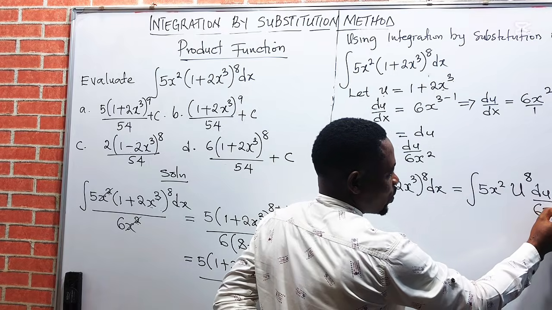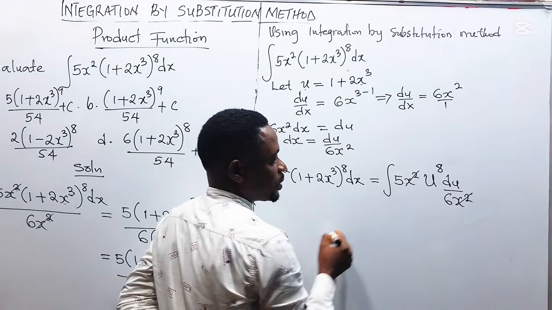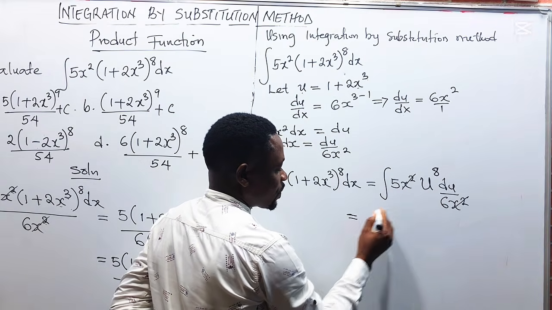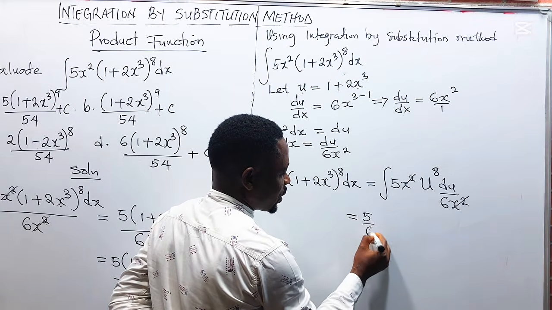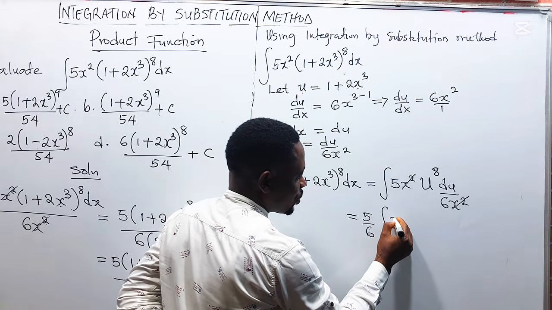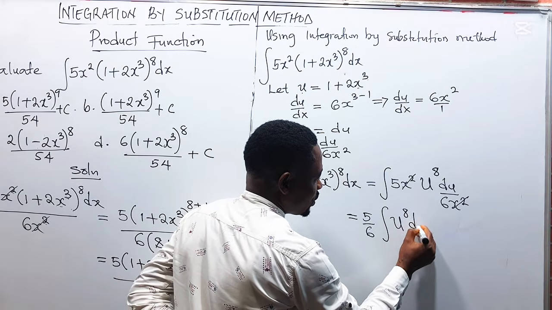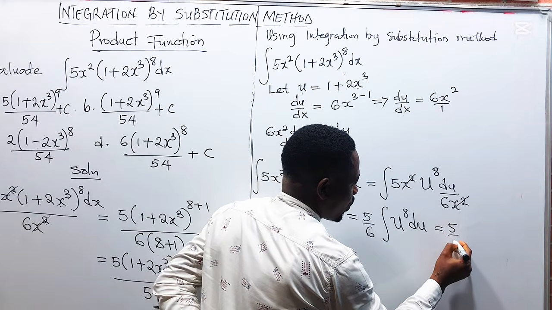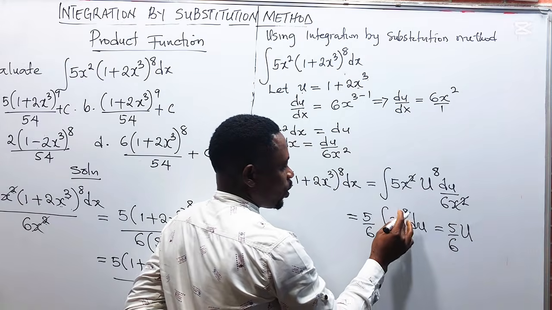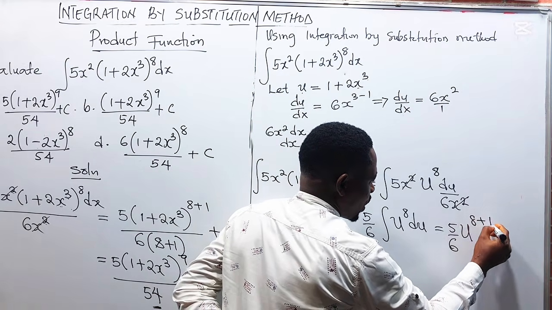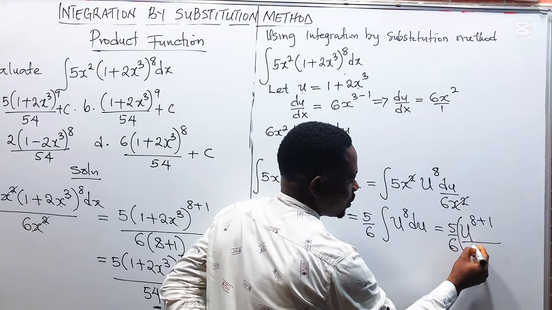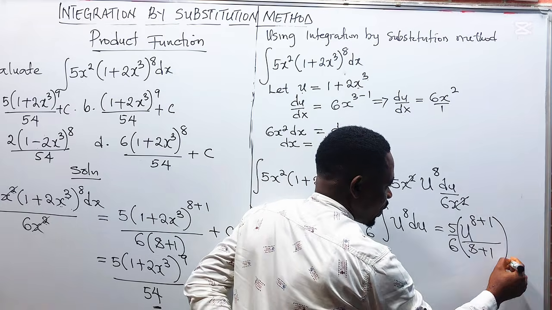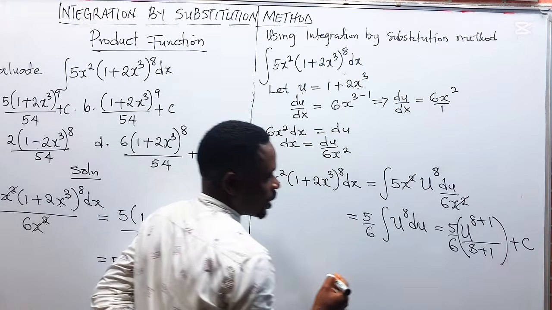Can you see that x squared down will cancel x squared up? So what remains now is to factor 5 and 6, so that we have 5 all over 6, left with integral of U raised to the power of 8 du. Then freely we can integrate this so that we have 5 over 6, U. Then what do you do to the power? Add plus 1. Then all over, we still have 8 plus 1. Bring the power down to the denominator, close the bracket, then introduce an arbitrary constant, which is plus C.